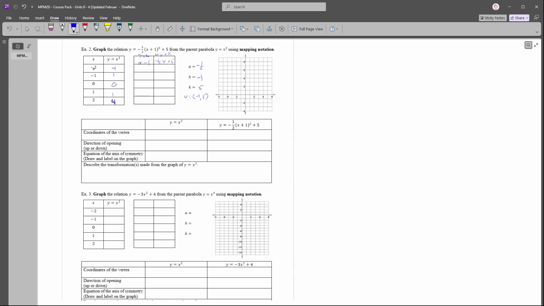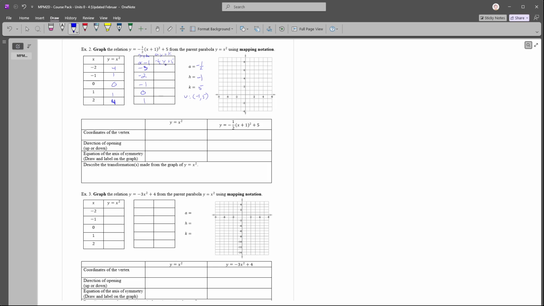X, negative 2. Negative 2 minus 1, negative 3. Negative 1 minus 1, negative 2. Sorry, negative 2. This 3 is not showing up super great. There we go. 0 minus 1, negative 1. 1 minus 1 is 0, and 2 minus 1 is 1. Makes it a lot easier when you just write it out there.